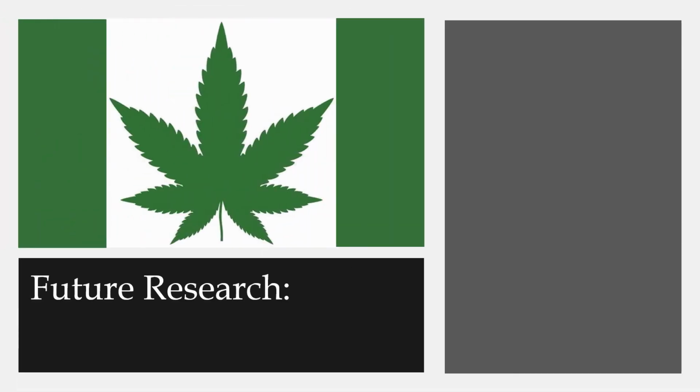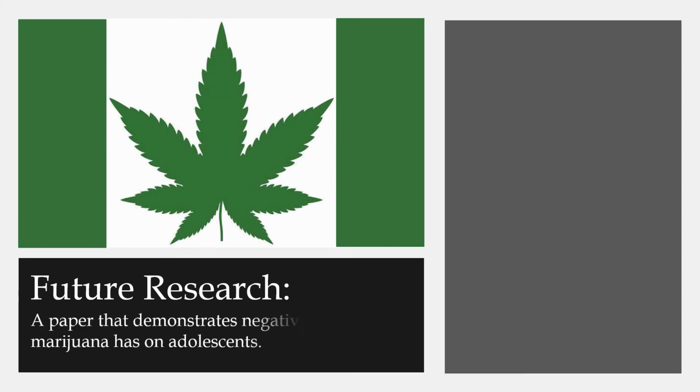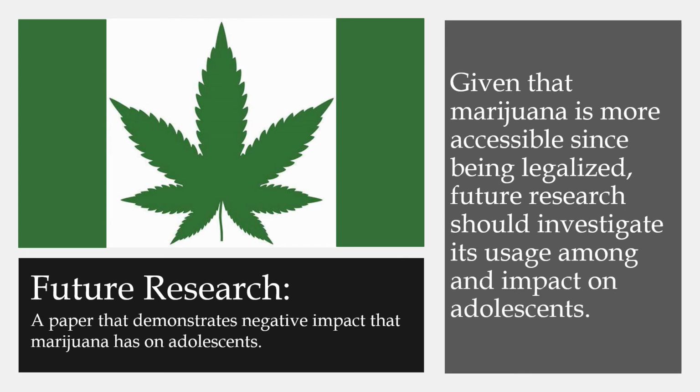Let's assume that you've written a paper that demonstrates the negative impact of marijuana among adolescents. When constructing your closer, you might draw on future research. Given that marijuana is more accessible since being legalized, future research should investigate its usage and impact among adolescents. Throughout your paper, you may have made arguments, but now your reader has an idea of what needs to be done going forward and can see the importance of what you've demonstrated.